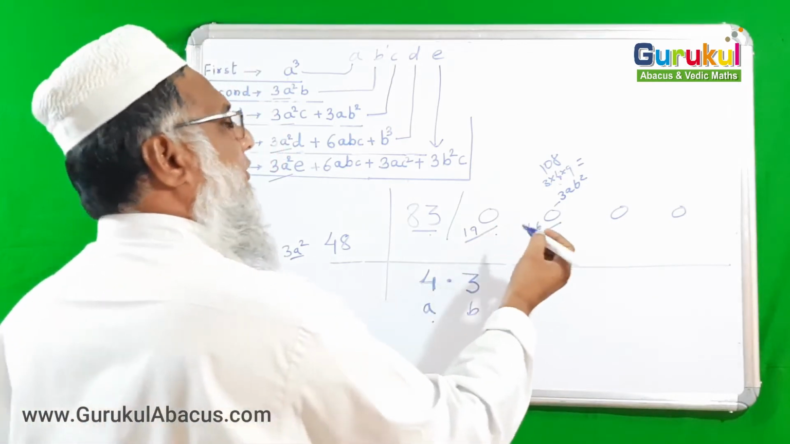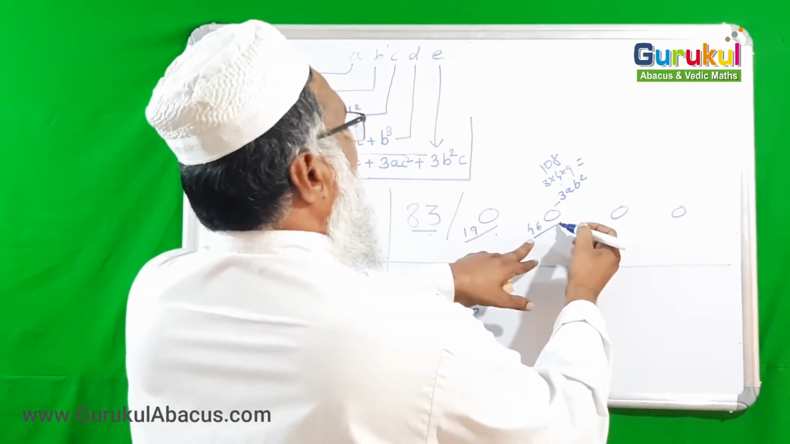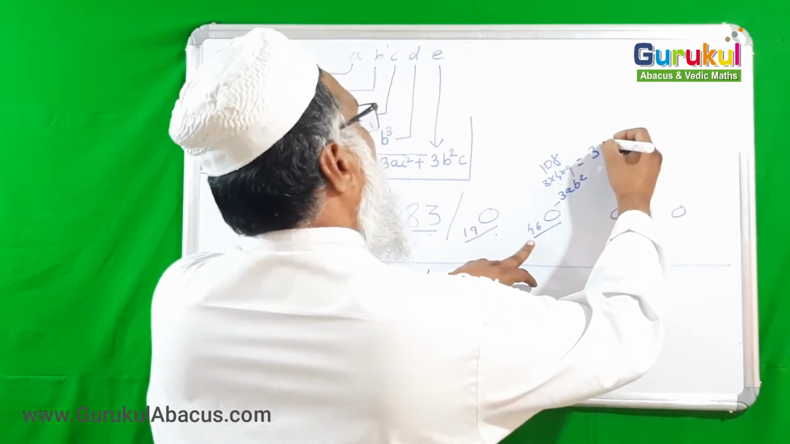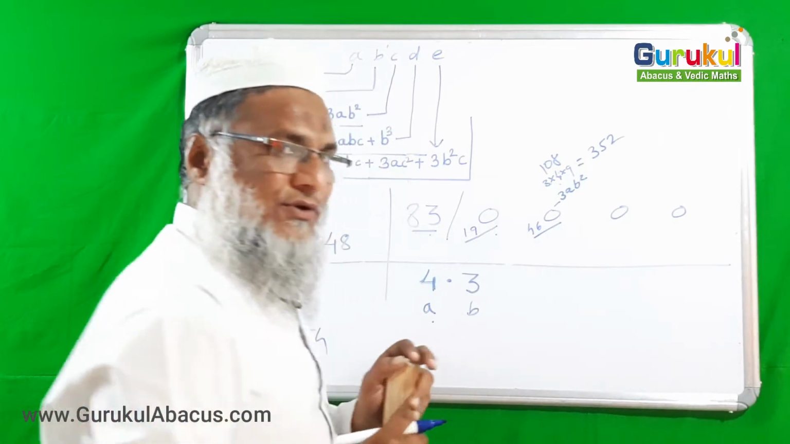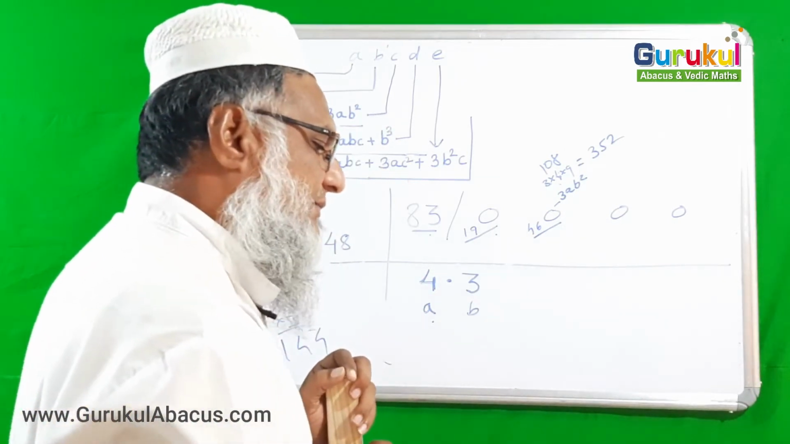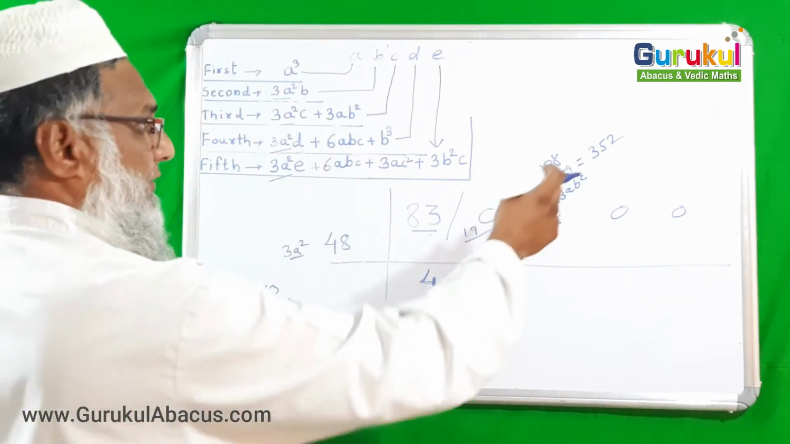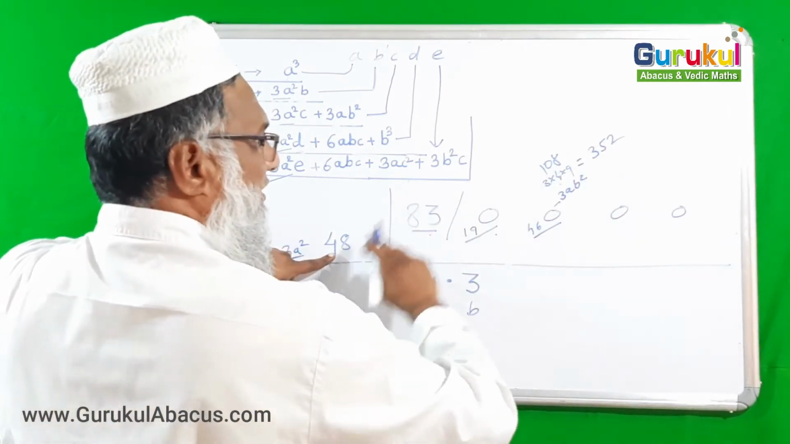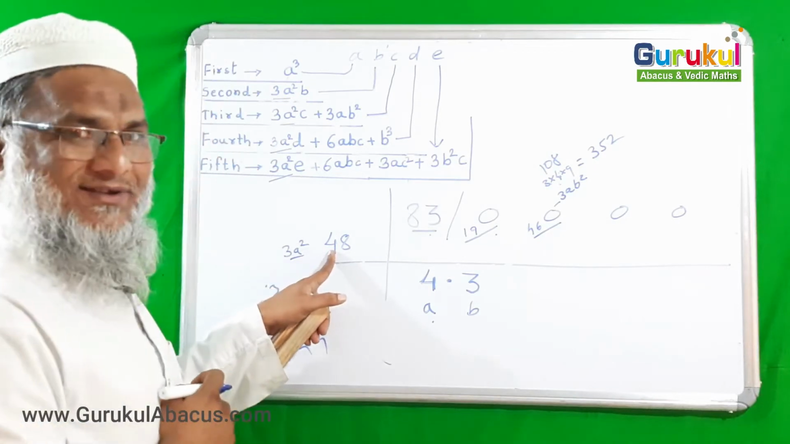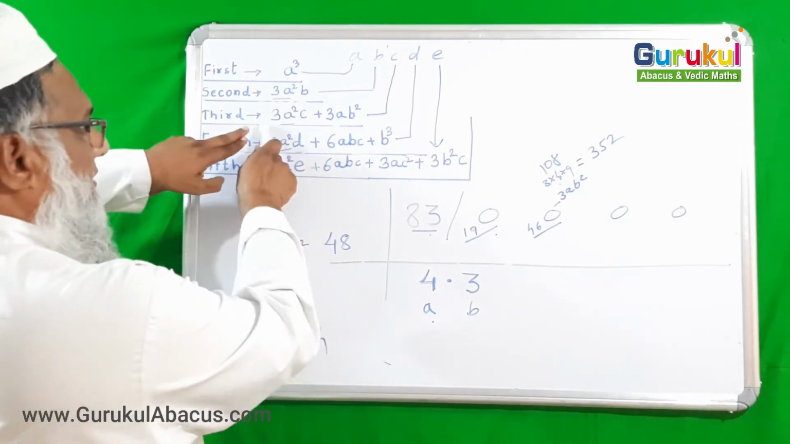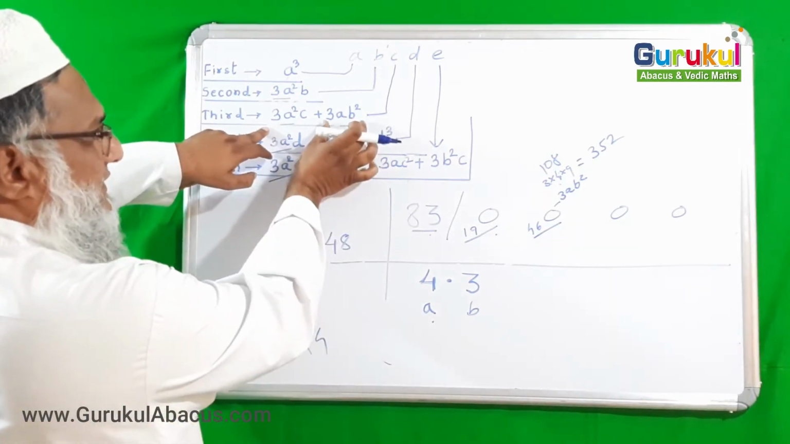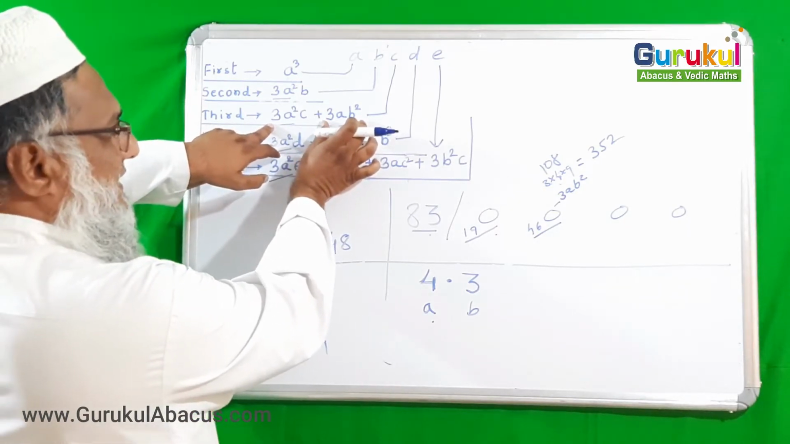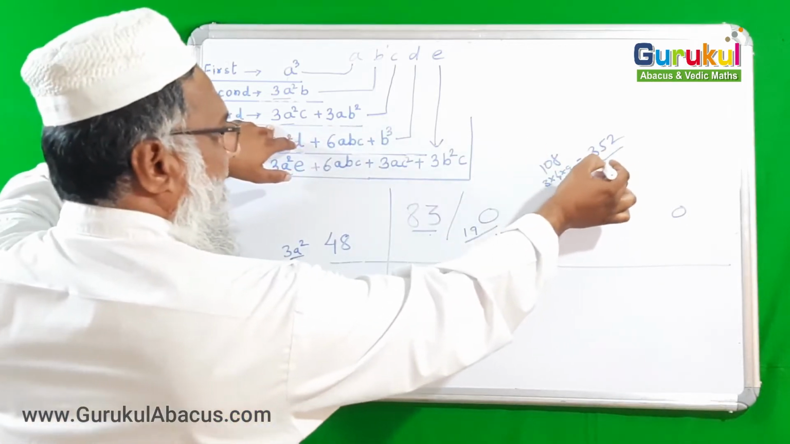Just observe carefully. Now 460 minus 108 is 352. We got 352. Now here is 352 and here is 48. So what is suitable? Think about that. What did we do? Think about the third term. We subtracted firstly 3ab square. Then after subtracting 3ab square, we got 352.